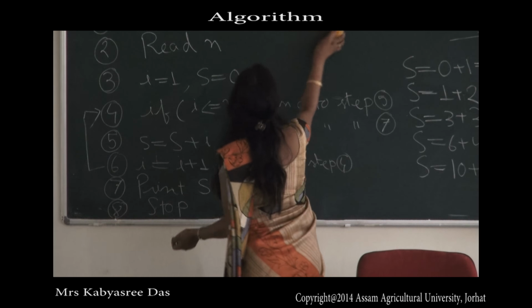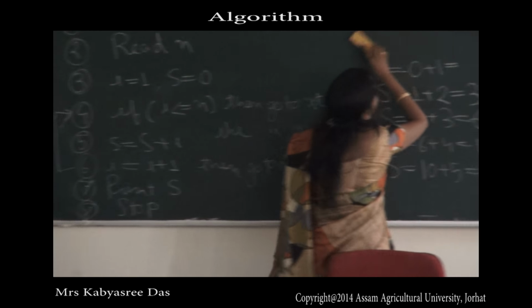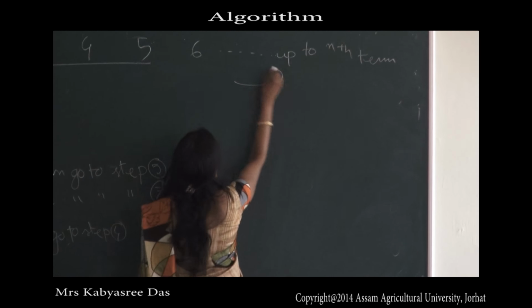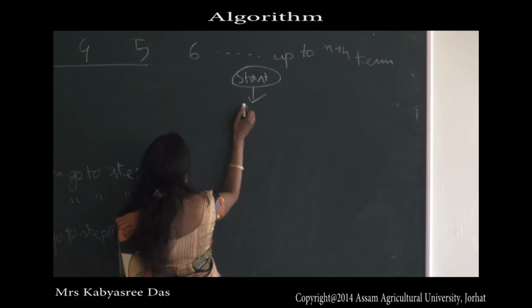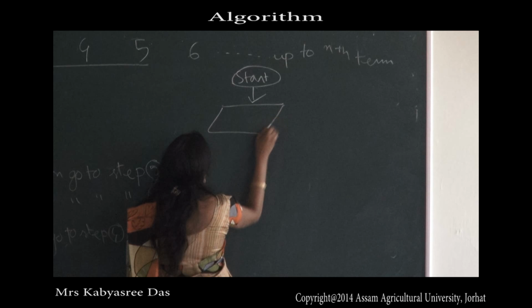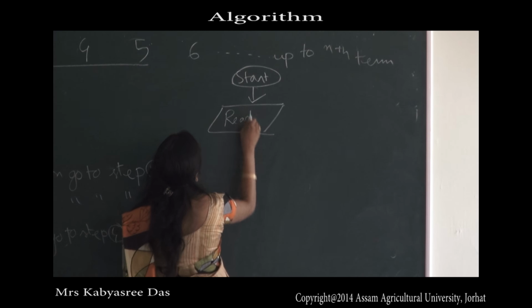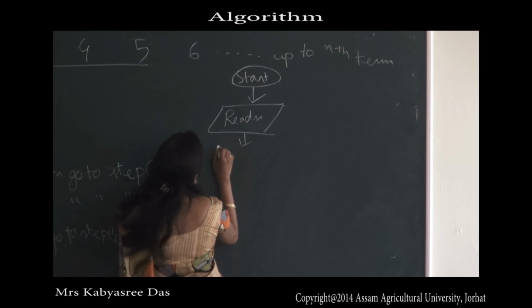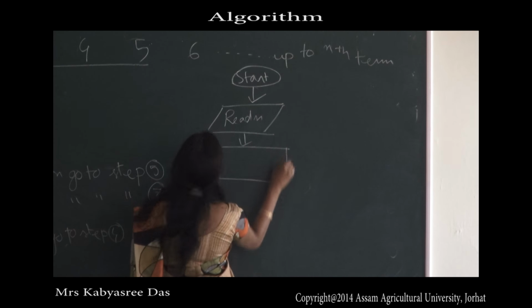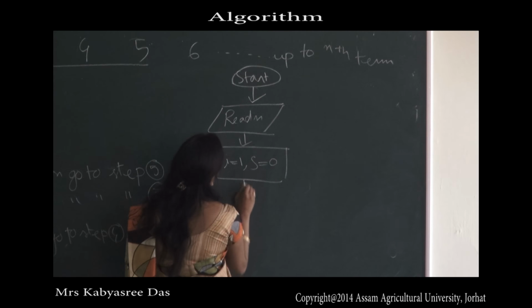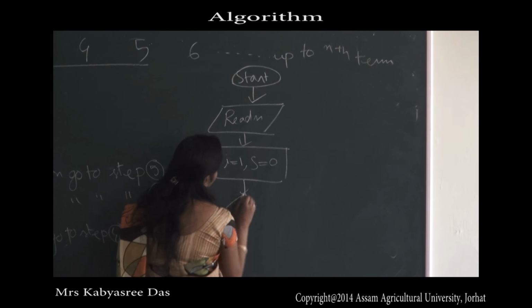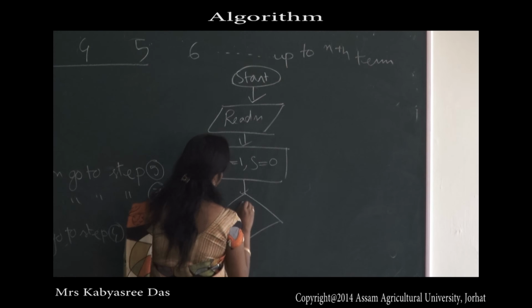Now can you draw the flowchart for this algorithm? Step 1 is start. Then step 2 is read n, and third is the processing, I equal to 1 and S equal to 0. The next step is the decision box: is I less than or equal to N?